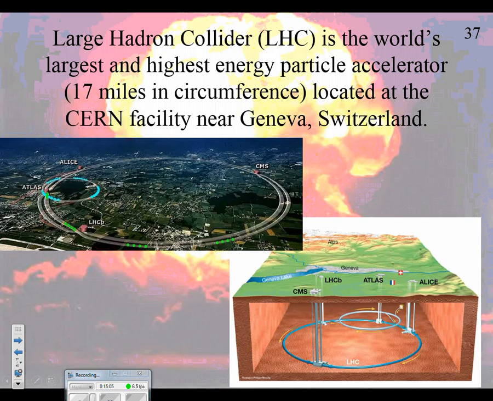All right, so this is the Hadron Collider in Europe. It's the largest and the highest energy particle accelerator. It's 17 miles in circumference, and it's located in a CERN facility near Geneva, Switzerland. It's actually way below ground, and they have to get it to about 0 degrees Kelvin, as close as they can get it.